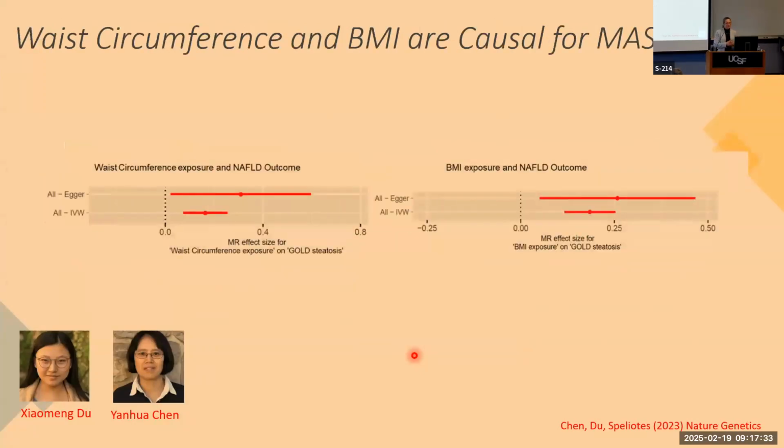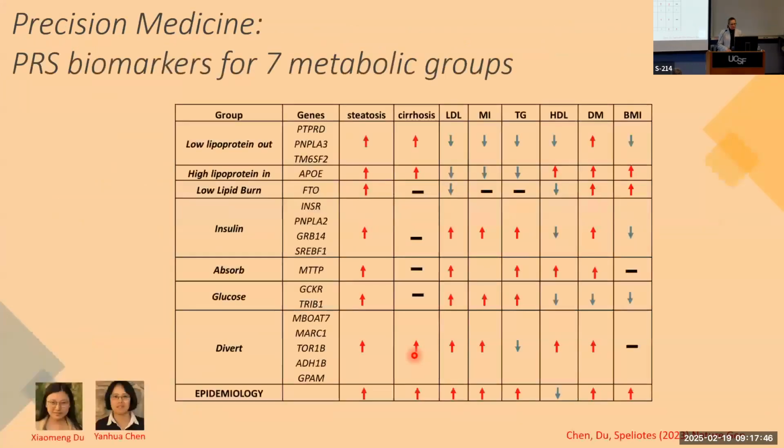And then in terms of the other way around, it was really waist circumference and BMI that are causal for MASLD. And not surprisingly, meds that decrease your BMI work for MASLD, right? Like GLP-1 agonists. So again, you can sort of see that coming out of the genetics.